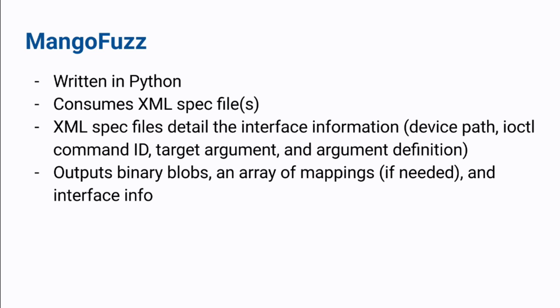The XML spec files contain all of the interface information which we need to do a single fuzzing iteration. These XML spec files contain the device path, all of the command IDs, and for each of the command IDs, what the argument types are, and for each of those argument types, their definitions, so we can actually generate those structures. And Mango Fuzz, on the analysis host component, will generate binary blobs and some mappings between the binary blobs. So if there's a pointer from one binary blob to the next, it'll have a mapping to tell you which pointer it needs to fix up on the device itself.